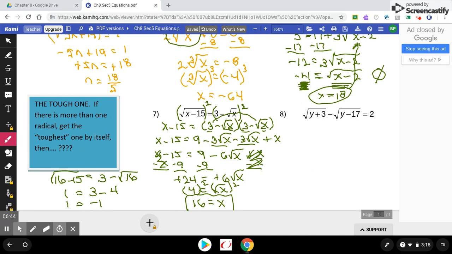We did all the work right. We went to check it, and it doesn't work out. Is that a lot of work to find out that the answer was no solution in the first place? Yep, but how else are you going to get it other than blatantly guessing? And I don't recommend that.